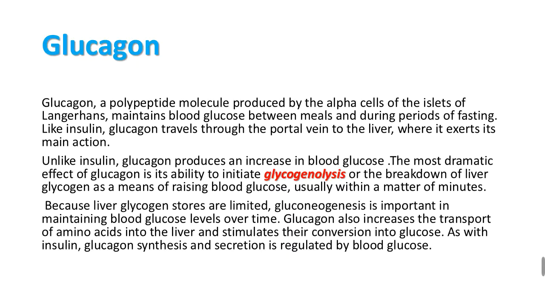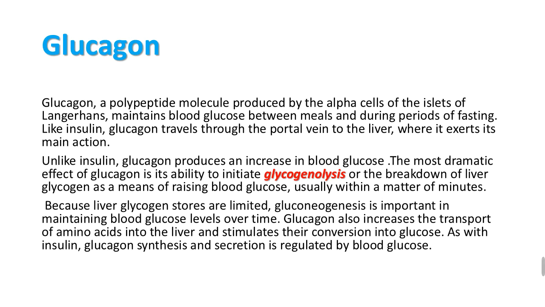Now, the antagonist hormone of insulin is glucagon. It is important to have some information about this important hormone. Glucagon is a polypeptide molecule produced by the alpha cells of islet of Langerhans. It maintains blood glucose between meals and during periods of fasting. It is important for our bodies during fasting and the period between two meals. Why? To maintain normal blood glucose level.